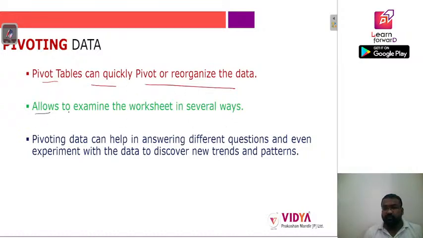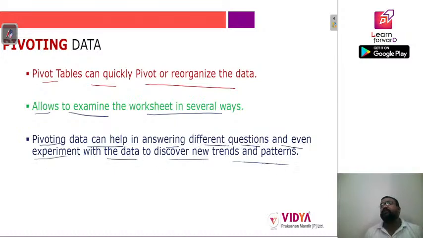So it helps us to examine the worksheet in several ways. We have seen that first we selected the customer name, then the state, and then sales. Then again we changed only the customers and sales. So this is how you can simply examine your worksheet in several ways. Pivoting data helps you answer different questions, and even experiment with the data to discover new trends and patterns.